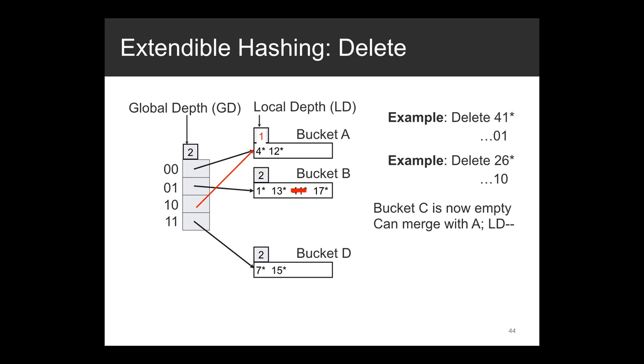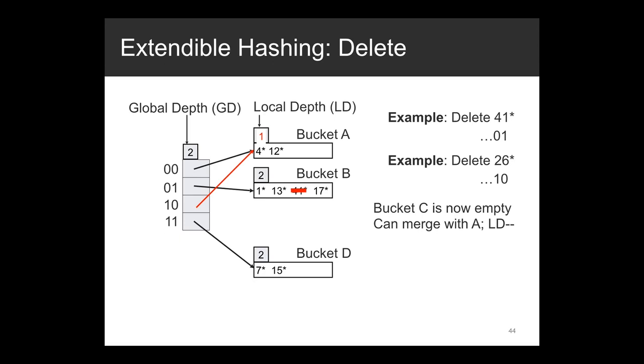Okay? Once you have merged them and you've decremented its local depth, because the local depth is less than the global depth, multiple pointers from the directory will point to the same bucket. So the bucket pages have shrunk, the directory is still the same size. But because the local depth is less than the global depth, this bucket page has 2 pointers coming from the directory. Okay? What does this mean?